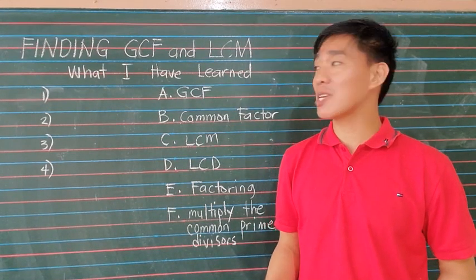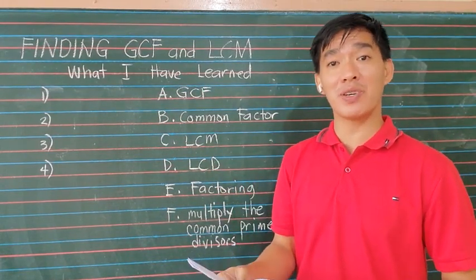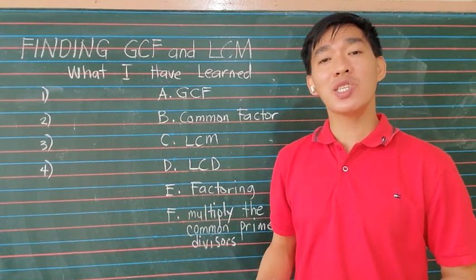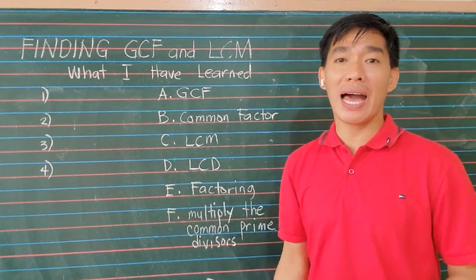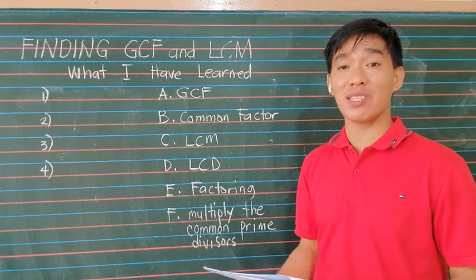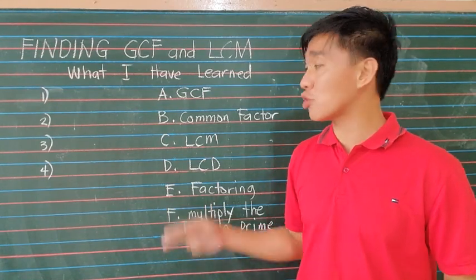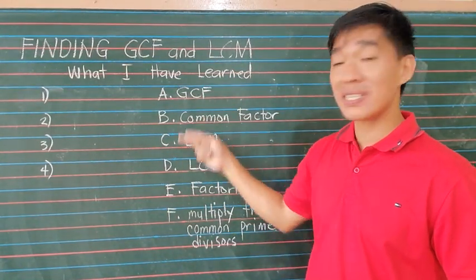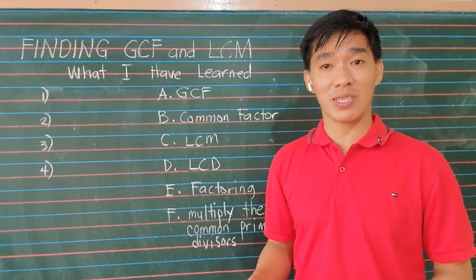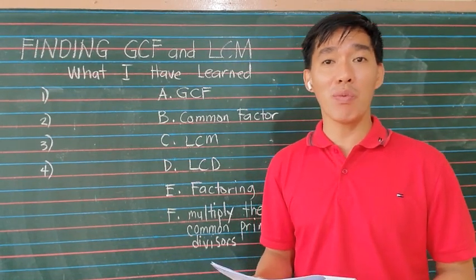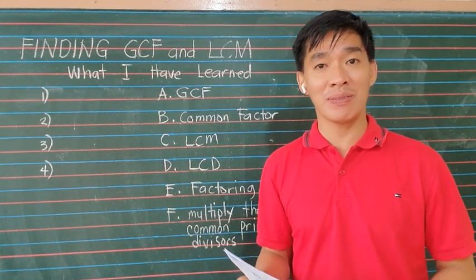Let us now proceed to what I have learned activity on page number 8 of your module number 6. So get ready. I want you to get your notebook now and number it from 1 up to 4. You will have to choose your answer from here, letter A to letter F. I will read to you the problem or the question, then you will have to choose from the choices here and write that on your notebook. Then later I will reveal to you the answers. Let us now proceed to question number 1 if you are ready. If you are not ready yet, pause this video and get your notebook.